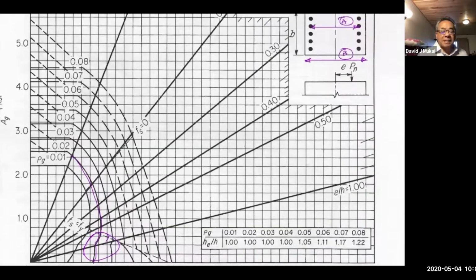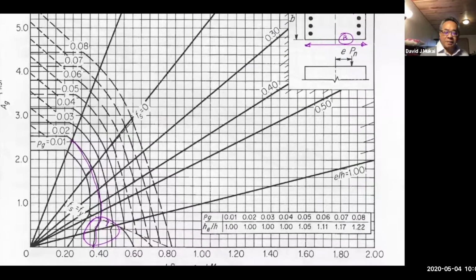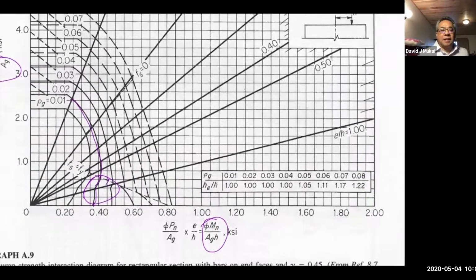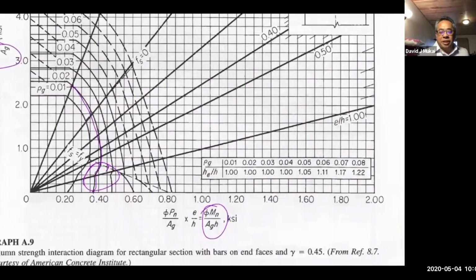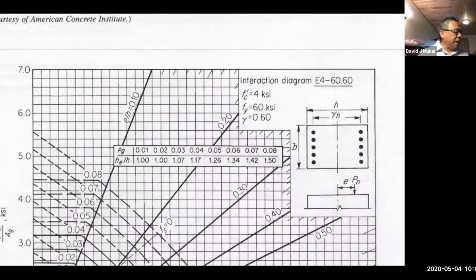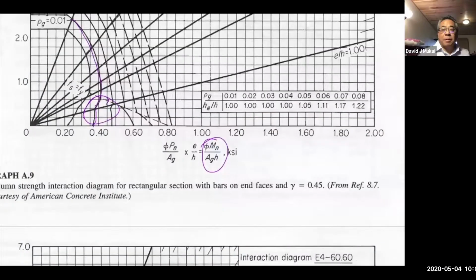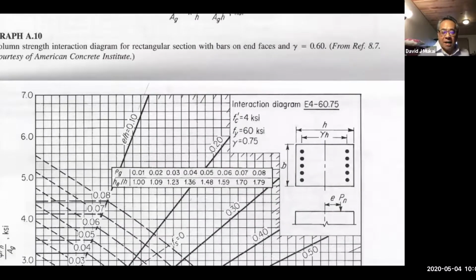That means it has the phi in it already. Okay. But the key thing is when you use these graphs, it's P over Ag and M over Agh. Okay. And I've got 3 of these. So gamma is 0.45, gamma's 0.6, and gamma's 0.75.